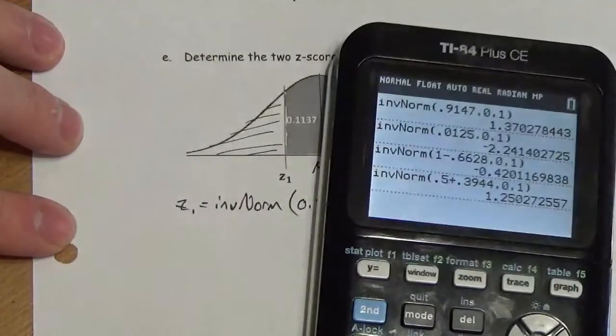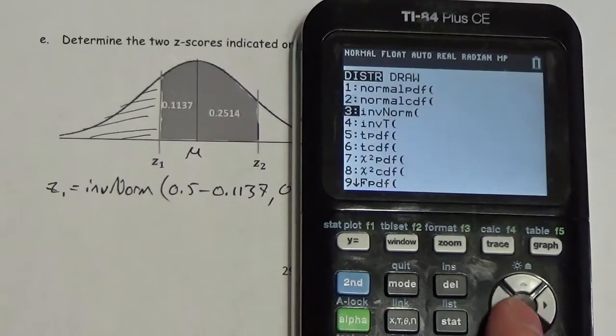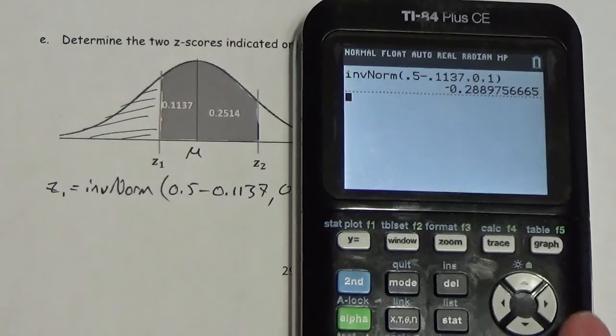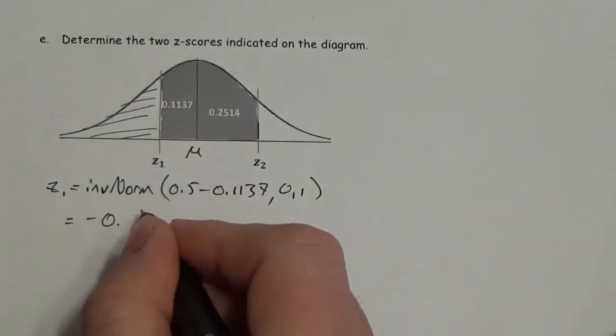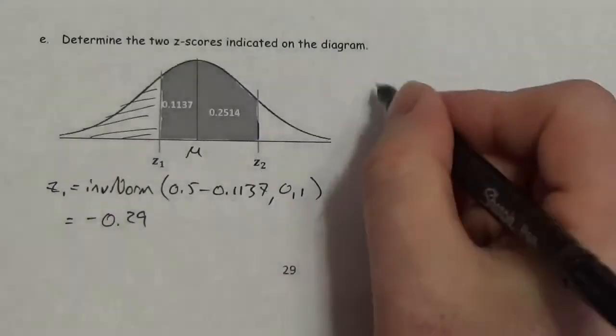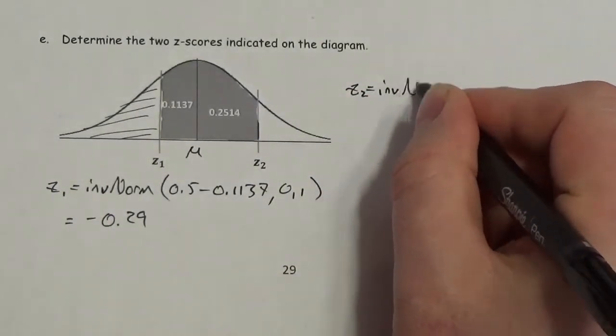So now on my calculator, I'll clean this up a little bit. Second distribution, inverse norm, 0.5 minus 0.1137. Again, the mean and the standard deviation, nothing has changed there. And I get that the z-score here is negative 0.29. Okay, now let's turn our attention to Z2. Again, I'm going to use the inverse norm here.